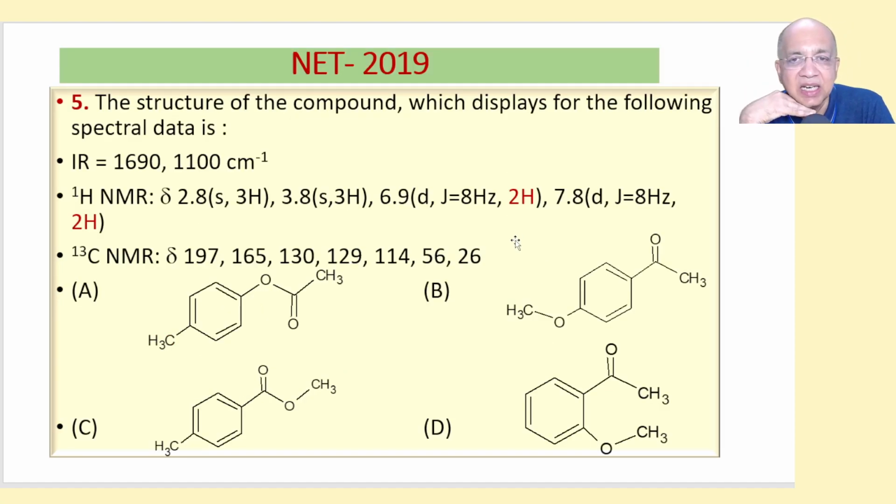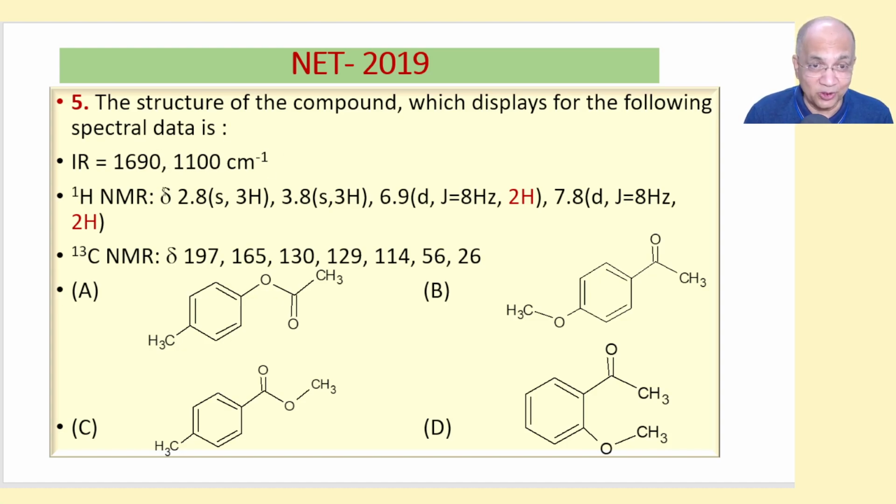This is a NAT 2019 question. You know how quickly we can answer this question in a flash, and then go to the next question. But I will take a little more time to revise. The structure of the compound which displays the following spectra: in IR, 1690.